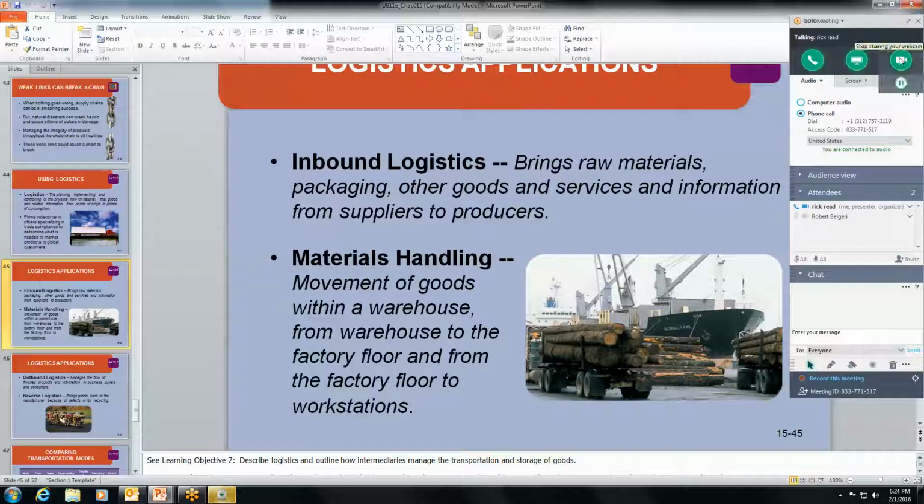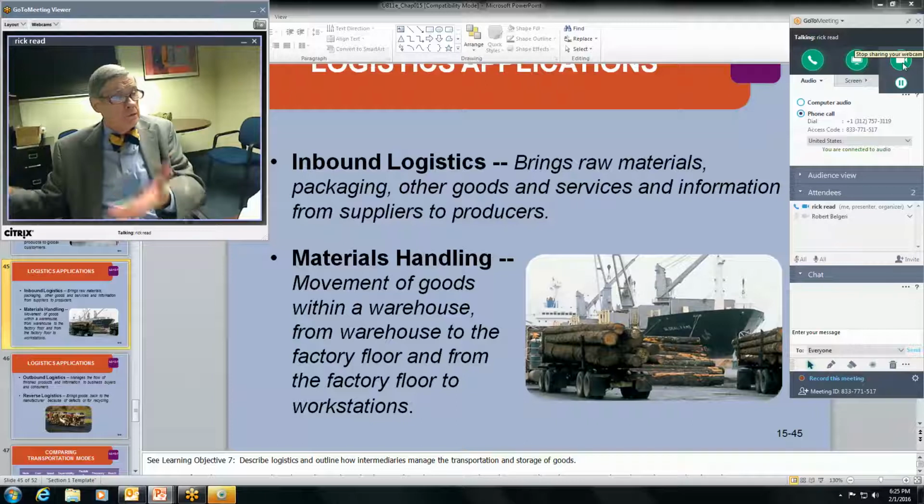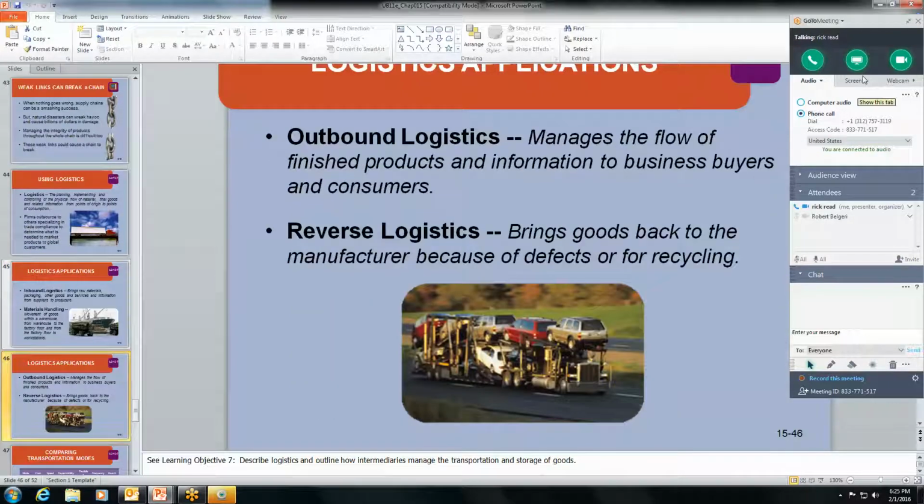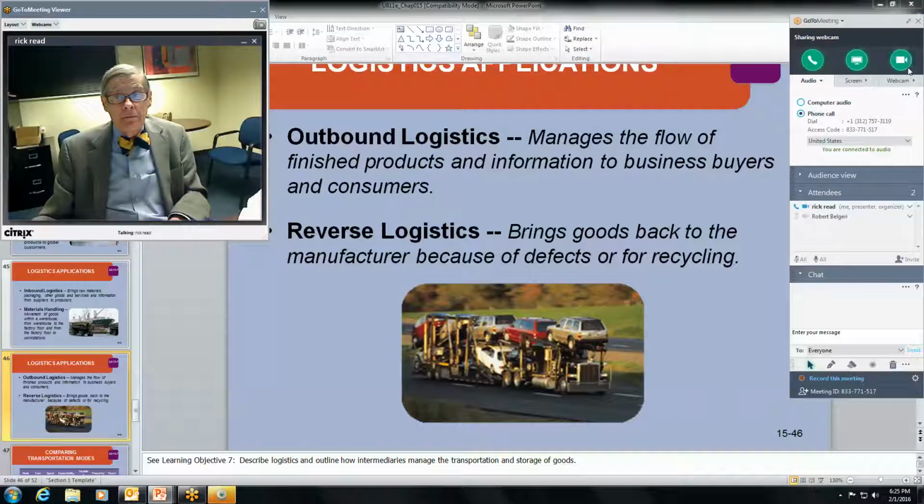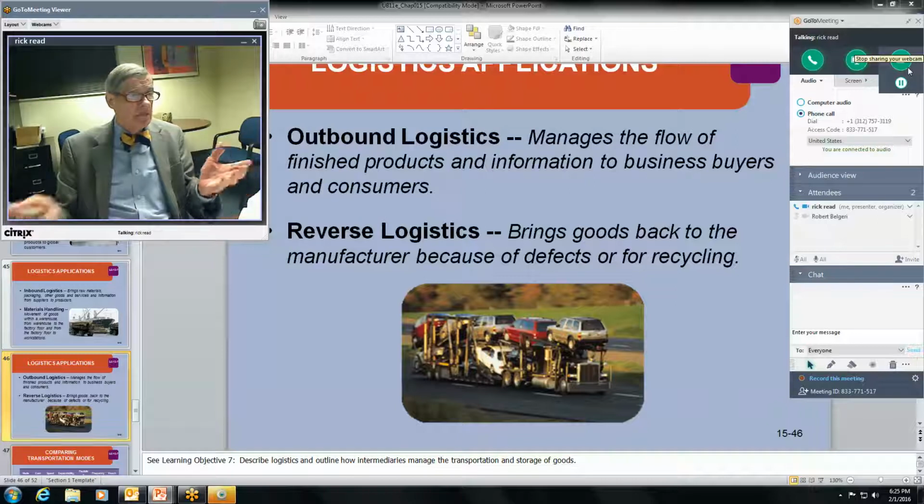We have inbound logistics. That is bringing in the raw material to the manufacturer. And then we have materials handling, which is the movement of goods in the warehouse, and then from the warehouse to the factory floor, and from the factory floor out to the workstations, and then eventually to the consumer. But that is part of outbound logistics, which takes the finished goods and products to the people in business who are going to buy them, or to the consumer. And the reverse logistics is exactly what it says. That's bringing things back.